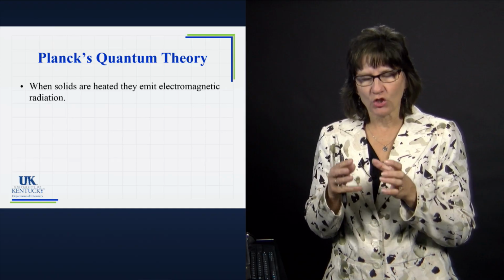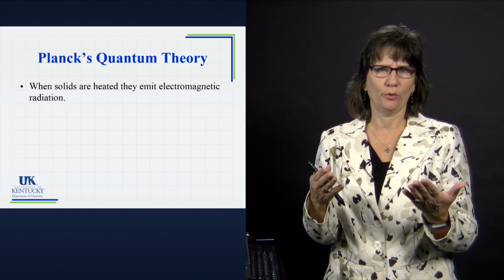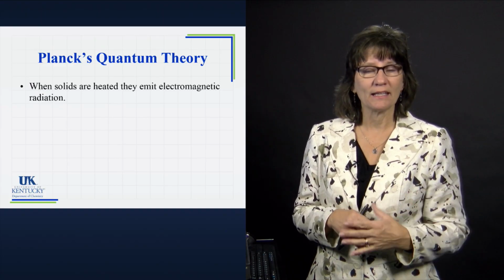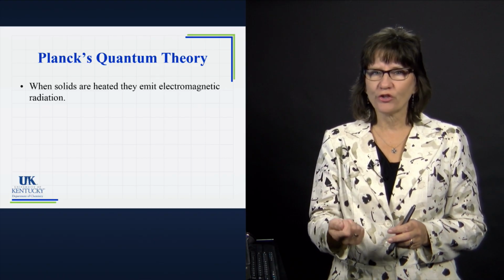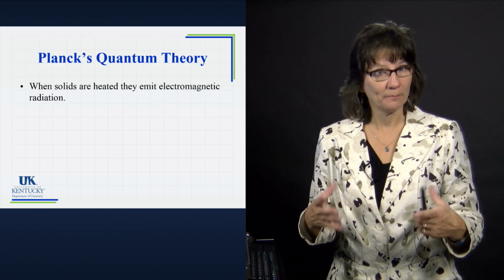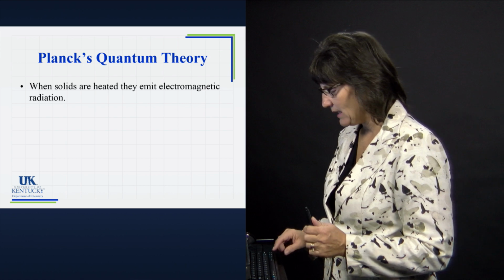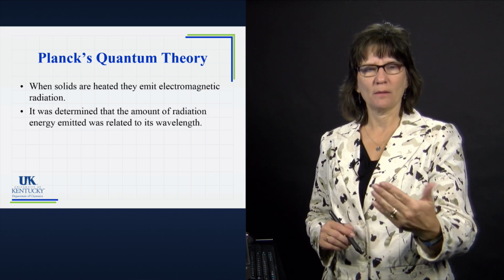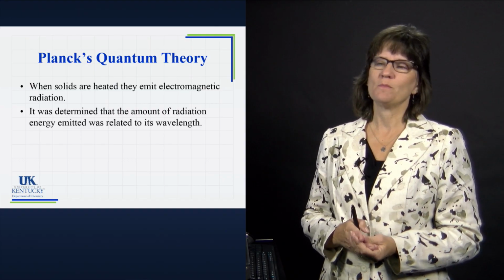But what he did is he took a solid metal and heated it up until it glowed, and it produced electromagnetic radiation. If you've ever been around an electric stove cooktop, you know you can turn it on and the burner gets bright and starts glowing. When something gets heated up, it can get heated until it glows. Then he started measuring the amount of electromagnetic radiation, or the amount of energy, that was being emitted.